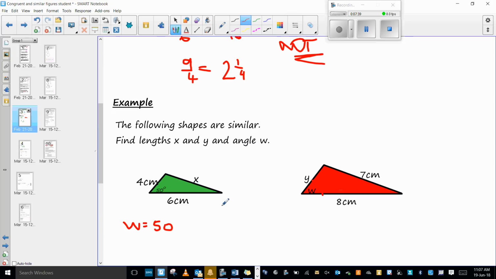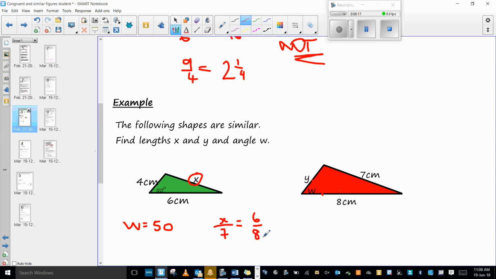If we're trying to find length X, what we would do here is say this unknown X divided by which corresponding side? 7 would have to be equal to which two numbers? Now, it's going to be 6 over 8. Do you all see why? Which triangle did we start off with the X? The green triangle. So we have to start off with the green triangle length on the top here. So X, we started with green divided by red, must equal green divided by red.